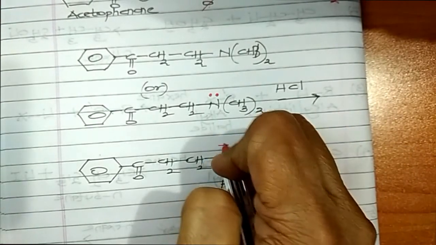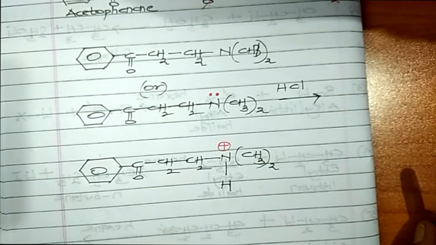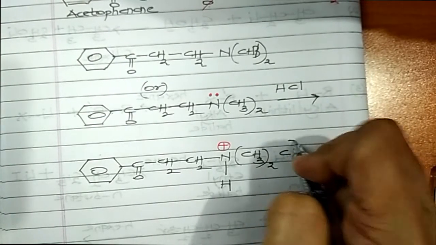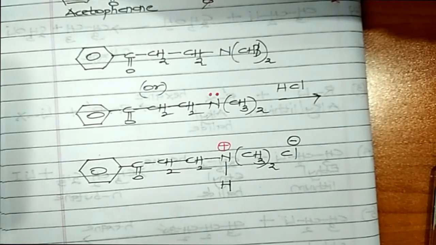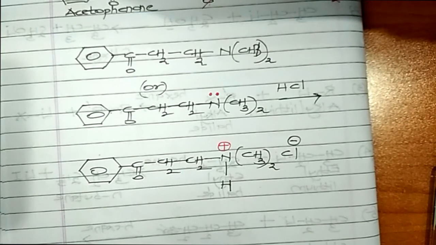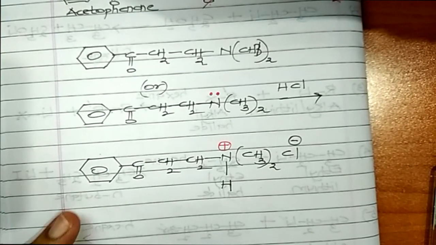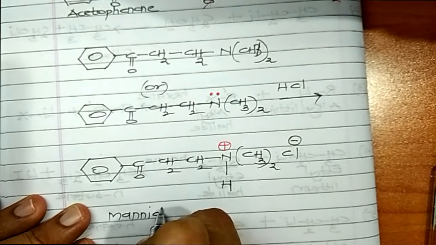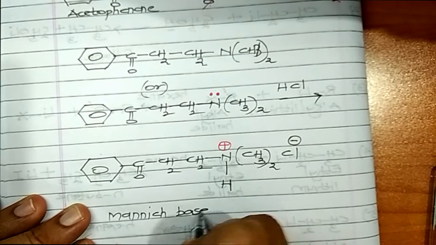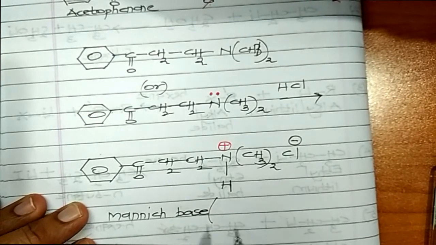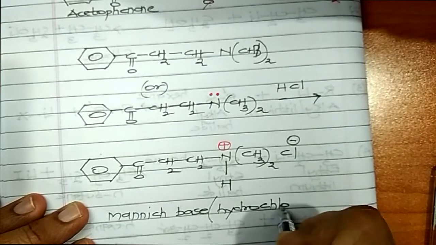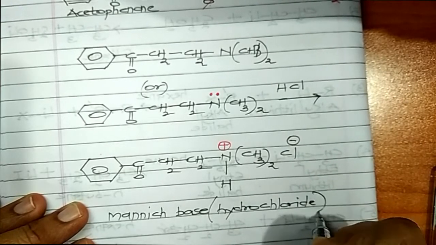Valency has become 4. So you put a positive charge on the nitrogen atom and this is balanced by Cl, which carries a negative charge. Now where did you get the Cl from? The Cl also I got from hydrochloric acid. Now this is what you get. You get the formation of Mannich base. Now your base is in the form of hydrochloride because you have used hydrochloric acid.